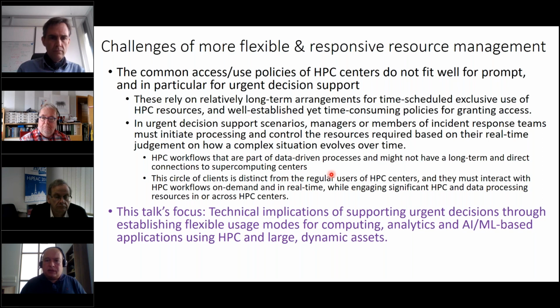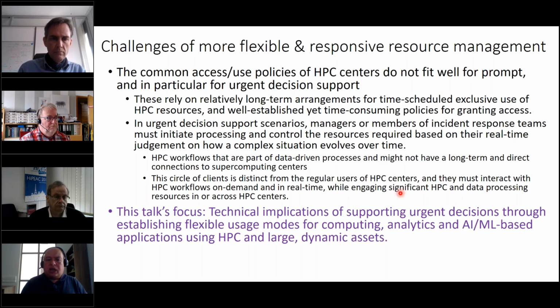But furthermore, the people involved in an incident response team are not necessarily the regular set of users of our HPC centers. Still, they need to initiate workflows, interact with them based on their understanding of a situation. And by the way, the resources that they use are quite significant. They are not, let's say, a small fraction of the available resources. It might be that they need intense use of significant resources on short notice. So this type of arrangement doesn't quite fit well the expected user pattern around which HPC centers are structured today.